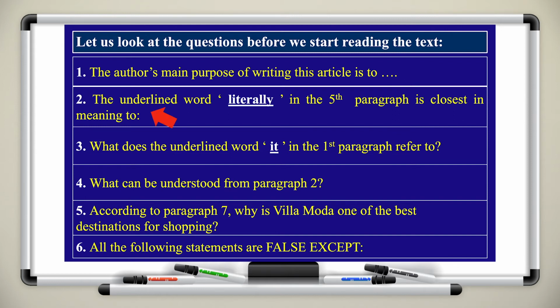Question number 2. The underlined word "literally" in the 5th paragraph is closest in meaning to. Number 3. What does the underlined word "it" in the 1st paragraph refer to? Number 4. What can be understood from paragraph 2? According to paragraph 7, why is Villa Moda one of the best destinations for shopping? And last but not least, all the following statements are false except.